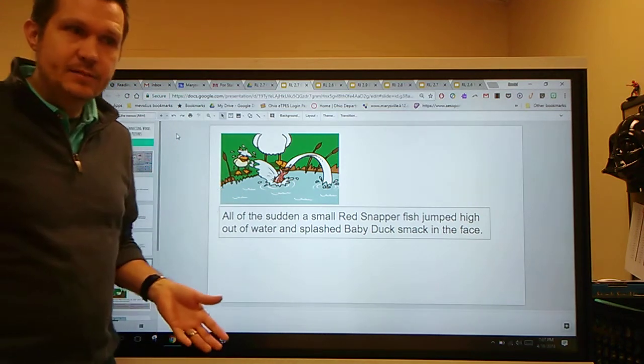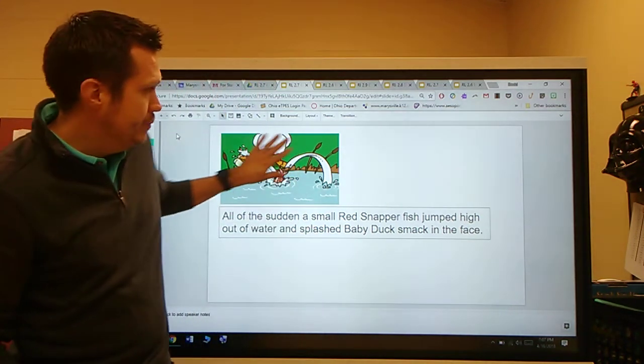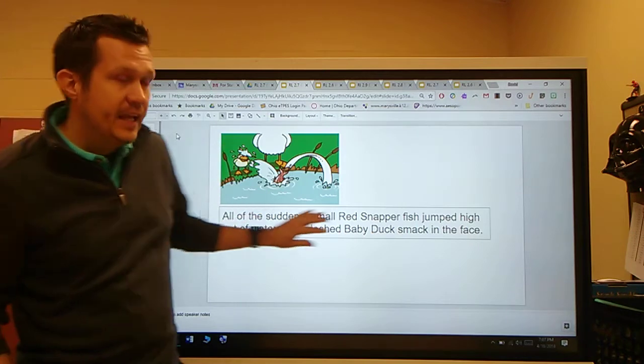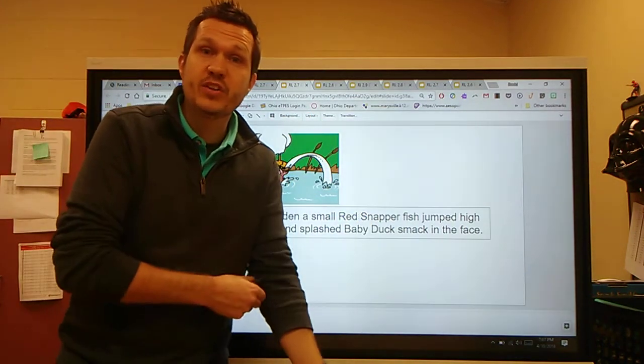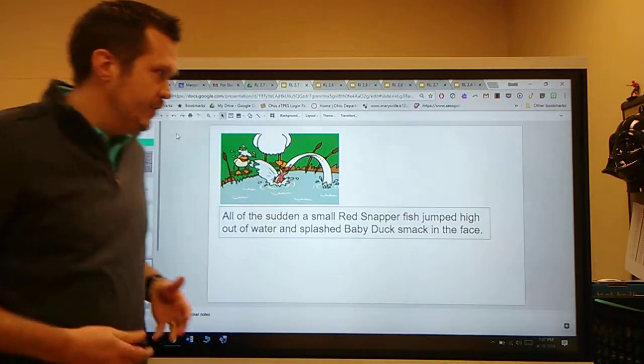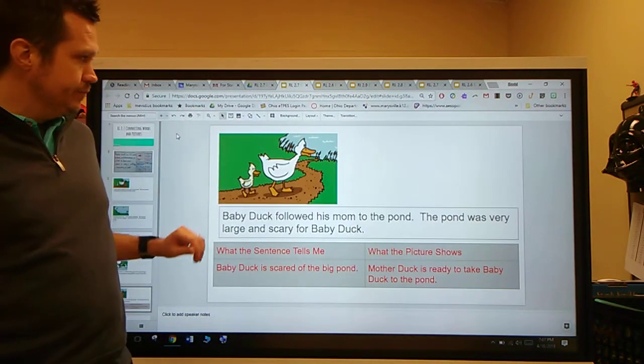So remember what we talked about. As a reader, you're supposed to be paying attention to the pictures and the words and then connecting those two together in order to determine what the author's trying to share. So we're going to do that together. Let's take a look at the first part.